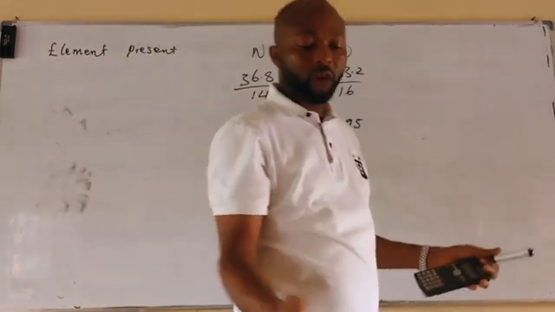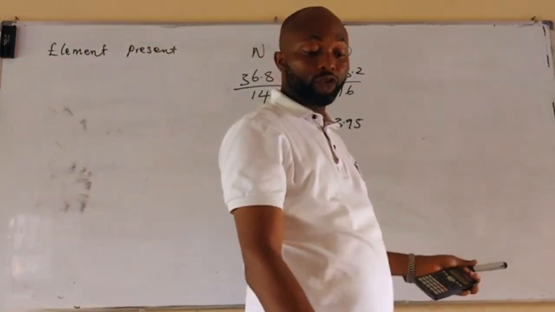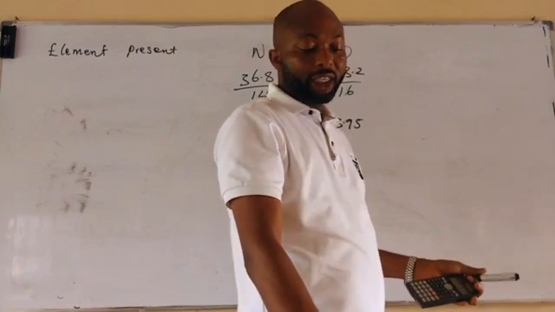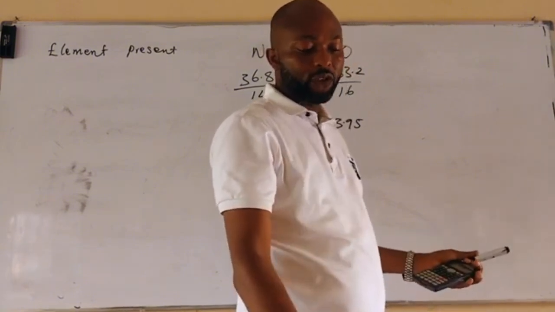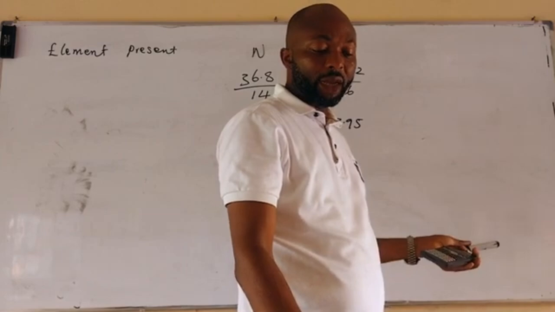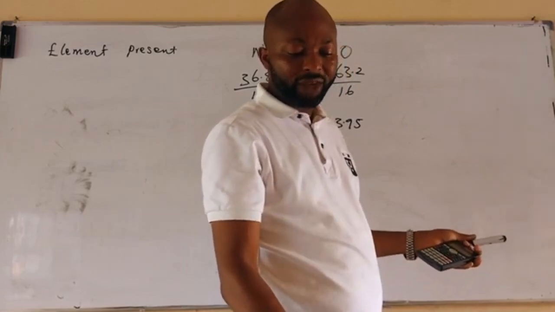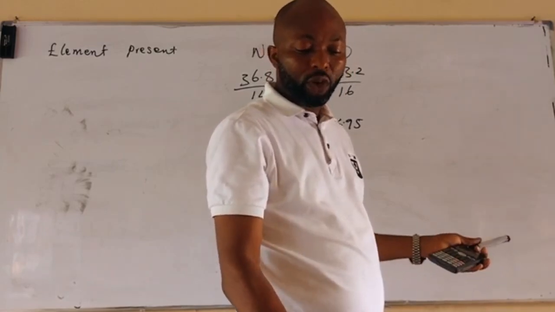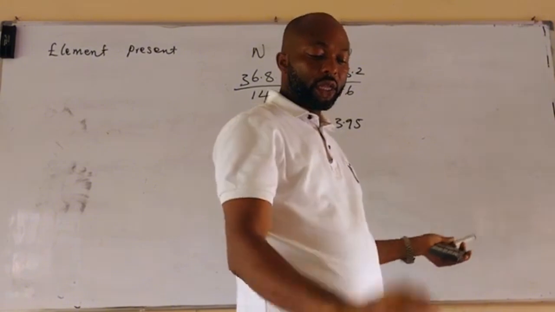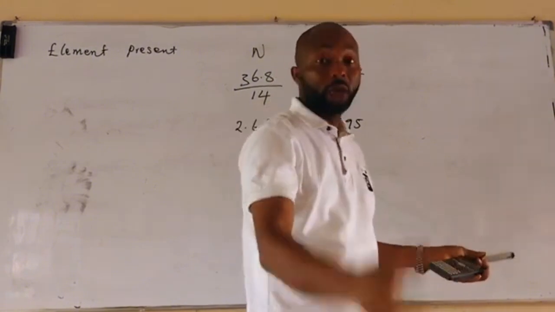Now let me read the question one more time. An uncommon oxide of nitrogen contains 63.2% of oxygen by mass. A, determine the empirical formula. So that's what we want to do. And then after that, B, if its relative molecular mass is 76, determine its molecular formula. Now let us go. The empirical formula first.